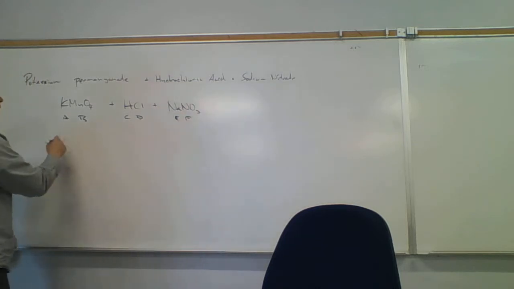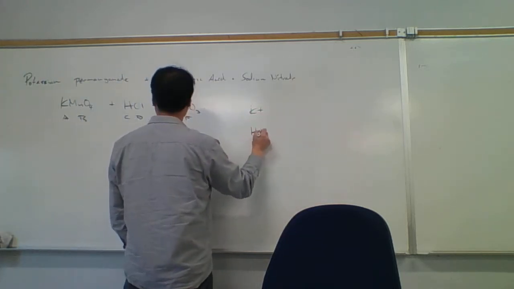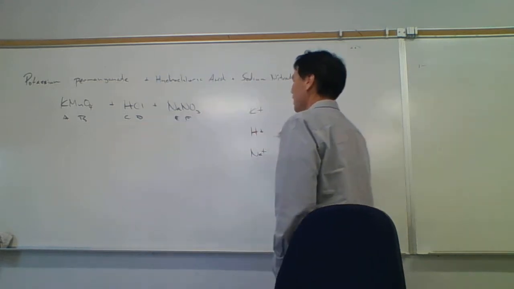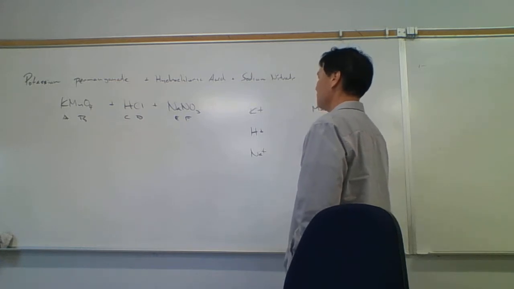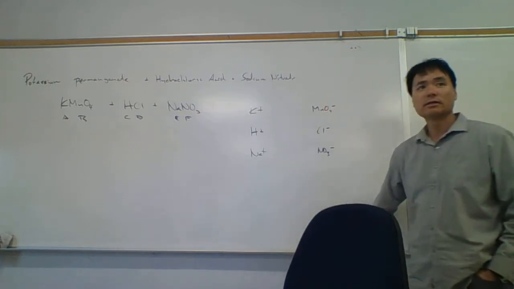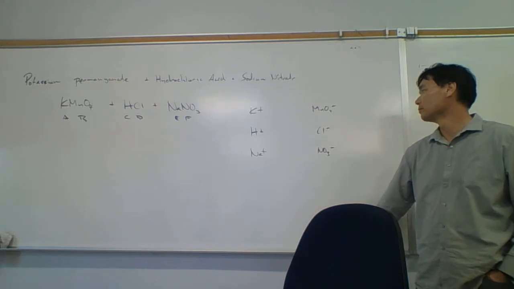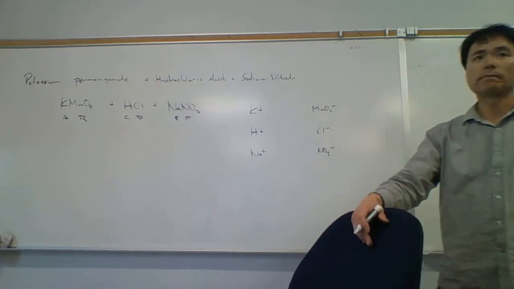What are the ions that we got? Well, for the cations, we have potassium, H plus, Na plus. We can set up some kind of grid like this. For the anions, we have permanganate, chloride, nitrate, like this. That's something we could do. Do you see some favorable ion combinations here?